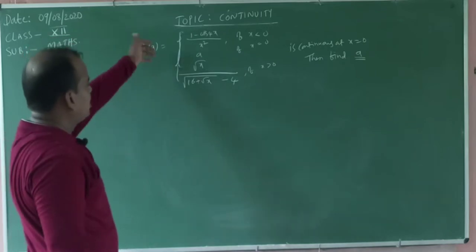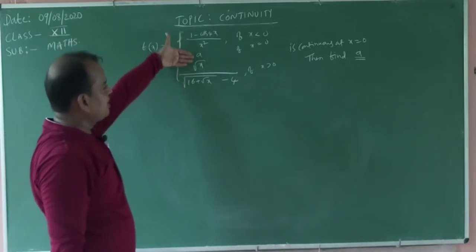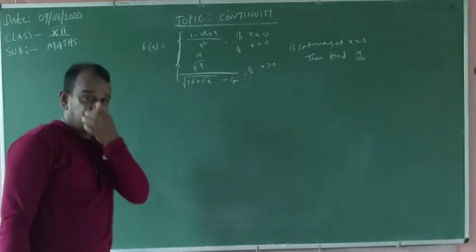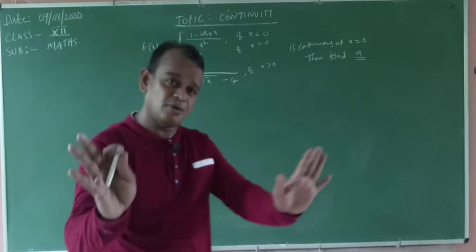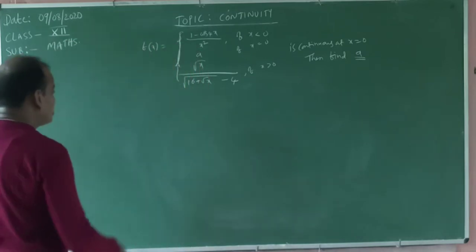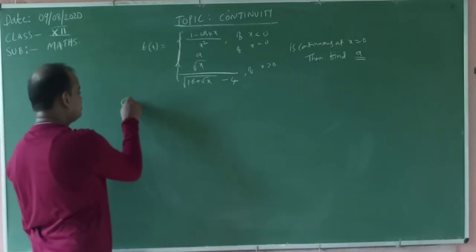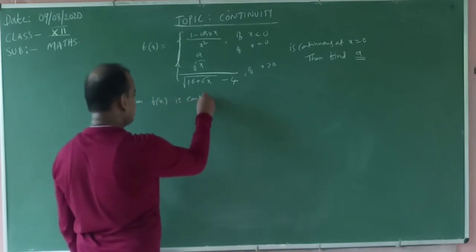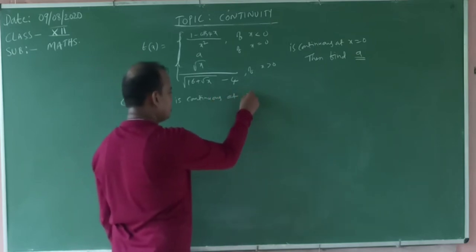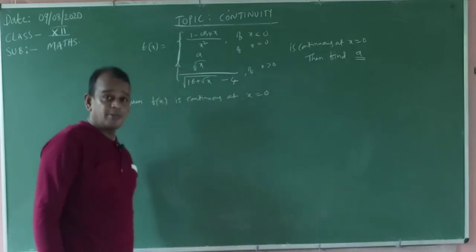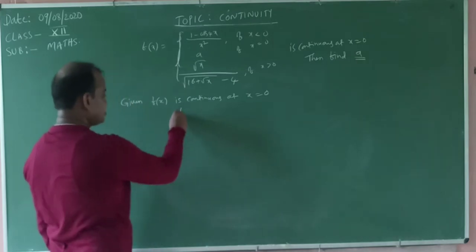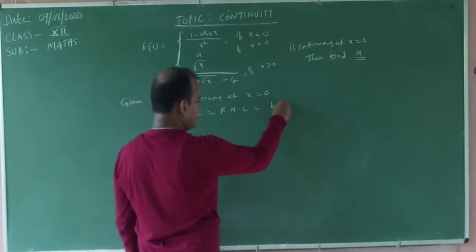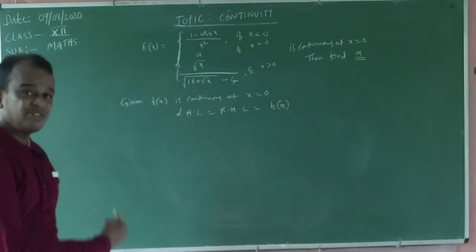Now here, more than one function is given, and exactly at 0 the function value is clearly given as A. Continuous means limit value, LHL is equal to RHL is equal to function value. No problem, no doubt at all. Given f of x is continuous at x equal to 0. That is, LHL is equal to RHL is equal to function value, meaning f of A. A value is 0, okay.